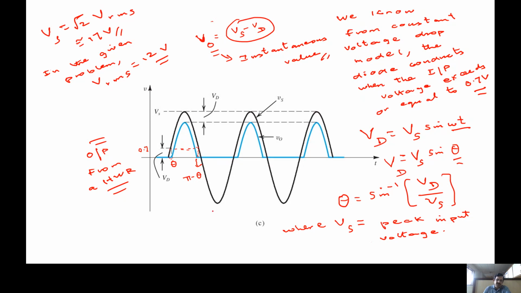Now, theta we have found. You substitute here, theta will be sine inverse of 0.7 divided by 17. You can see it will come out to be 2.35 or something degrees, or nearly 2.4 degrees. So this is the angle. Now we can see the conduction angle easily. The conduction angle is pi minus 2 theta, because it is conducting only from this starting point to this final point. That is the conduction angle.